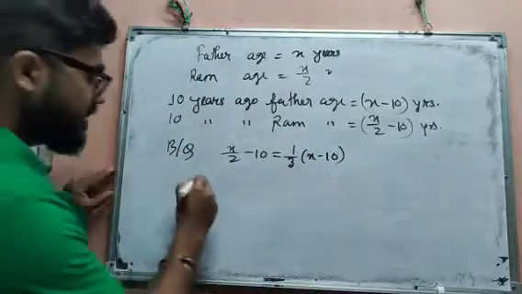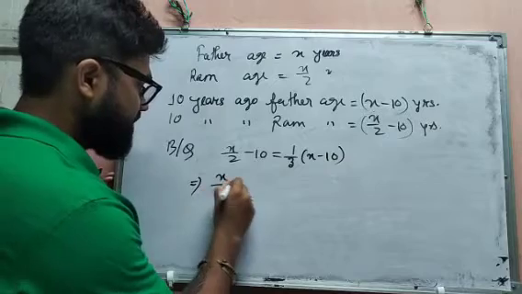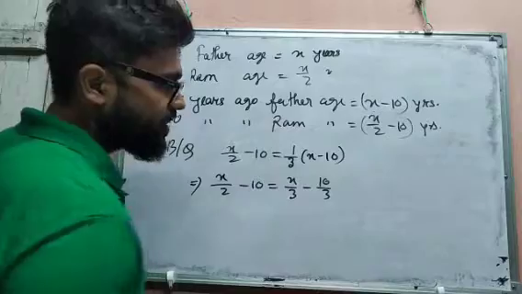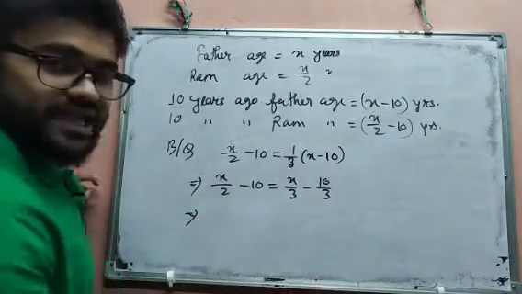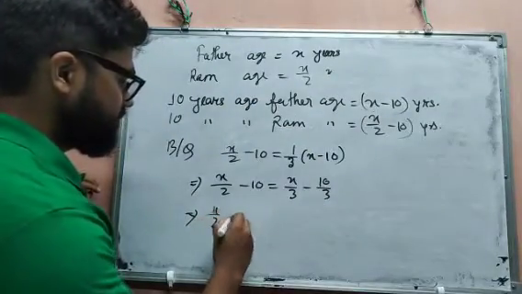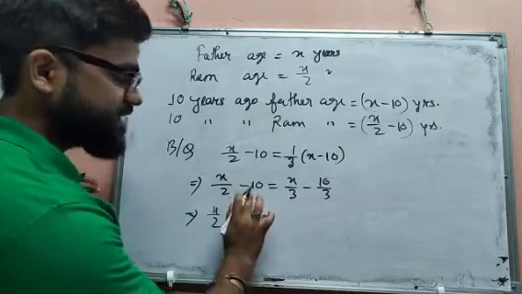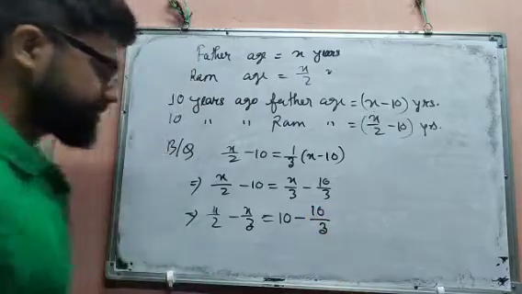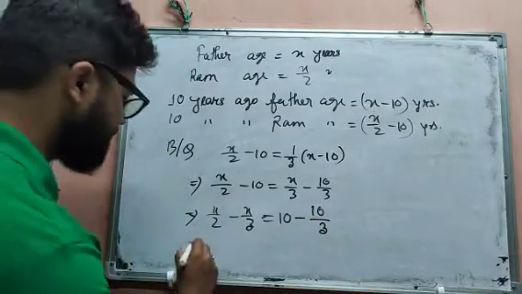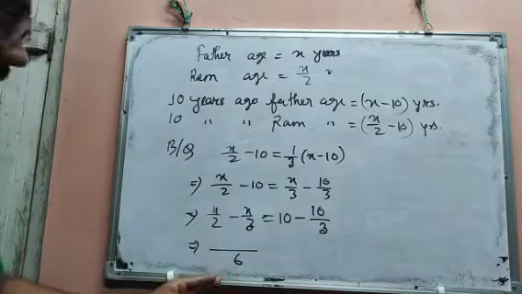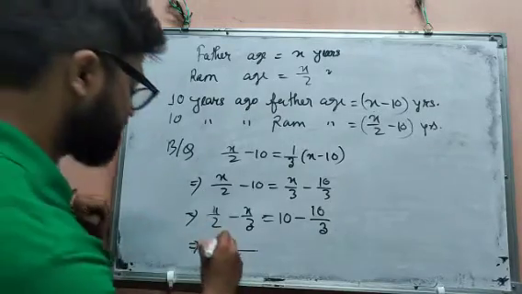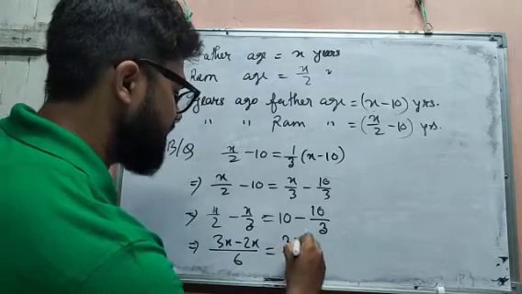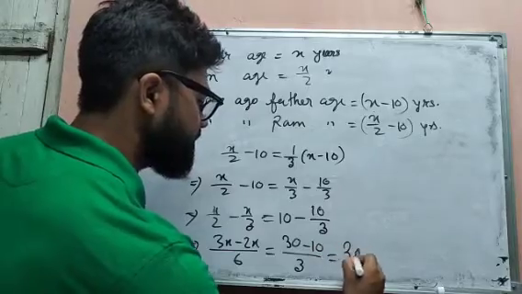Now simply do the calculation. x by 2 minus 10 equals x by 3 minus 10 by 3. Then bring all the x to the left hand side. So x by 2 minus x by 3, and 10 is here negative, it will become positive: 10 minus 10 by 3. Now take the LCM. You will get here 6. 2 divides 6 three times, so 3x minus 2x. Here you will get 30 minus 10 equal to 20 by 3.